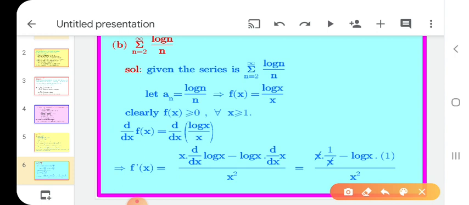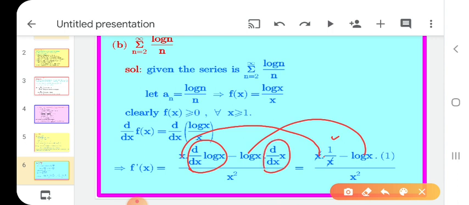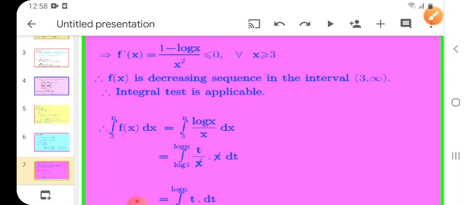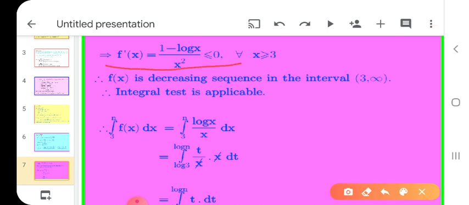Next, I write x as the same. And what is the differentiation of log x? 1 by x. Minus log x, same. What is the differentiation of x with respect to x? 1, by x square. Now I cancel x and x. Therefore, f dash x equals what? 1 minus log x by x square. This is the value of f dash x.